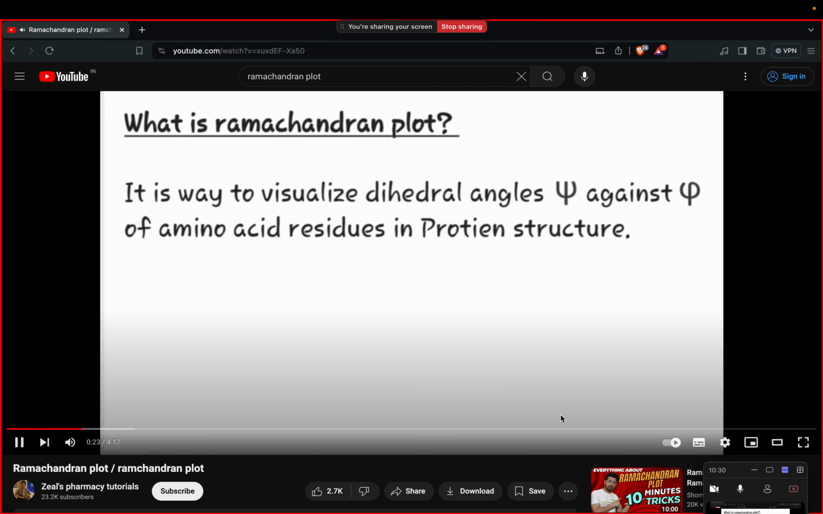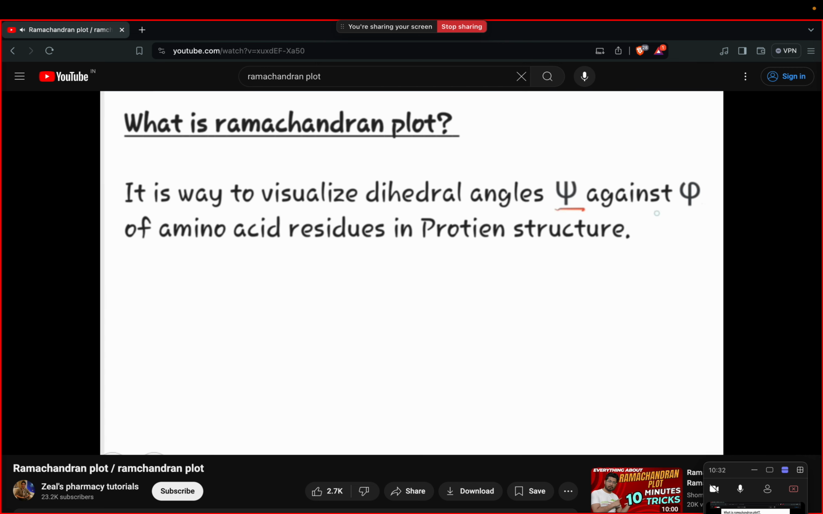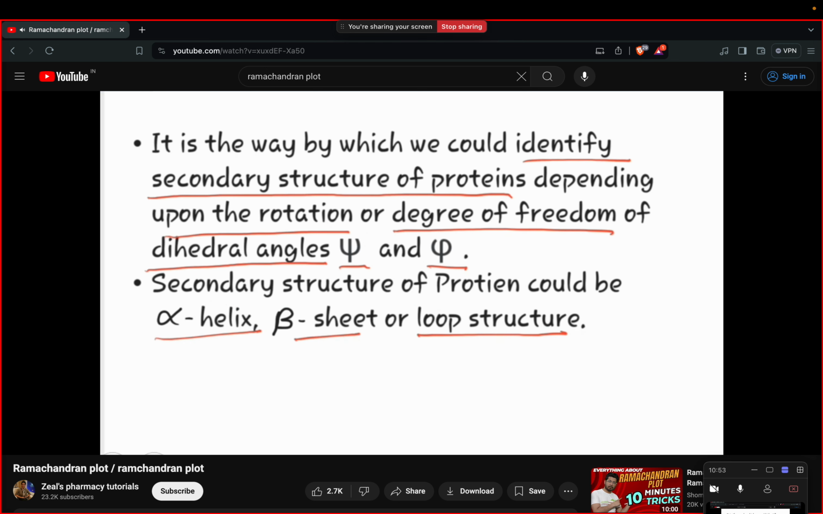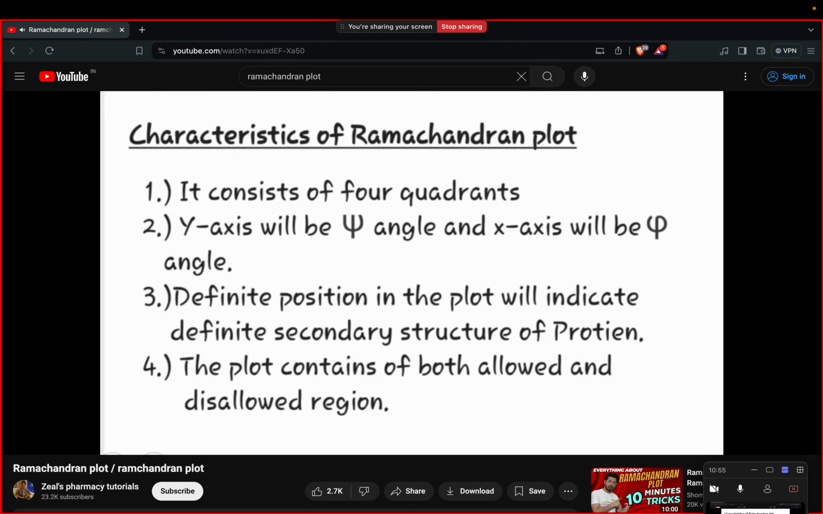It is a way to visualize dihedral angles psi against phi of amino acid residues in protein structure. In simple words, it is a way by which we could identify the secondary structure of proteins depending upon the rotation or degree of freedom of the dihedral angles psi and phi. Secondary structure of protein could be alpha helix, beta sheet or loop structure. So now, let us study the characteristics of the Ramachandran plot.